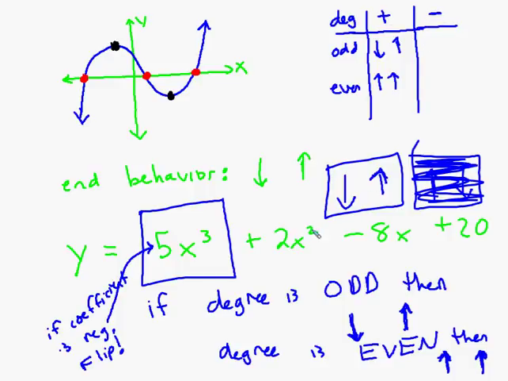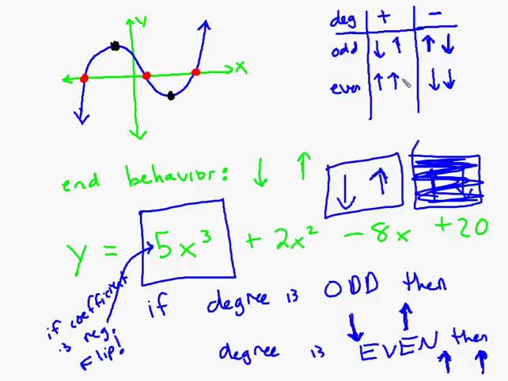So what I did, I made an error here. I was talking about the coefficient being negative, and then I flipped my answer around. It should not have been flipped around. It should have been down, up. If my coefficient is negative, then these switch. And this is odd, so this is down, down. Thanks for saying something, Caroline, because that would have been bad. It's really bad.